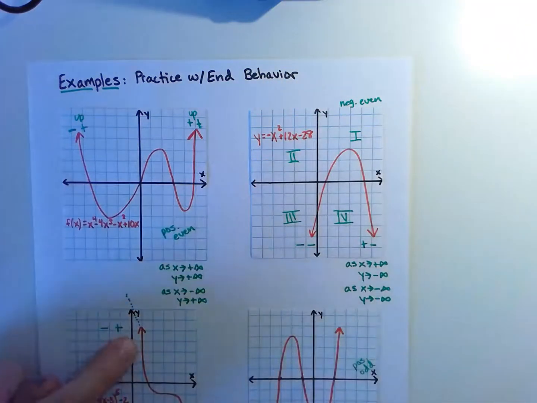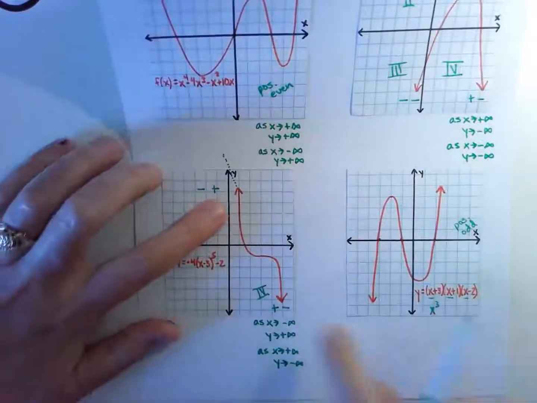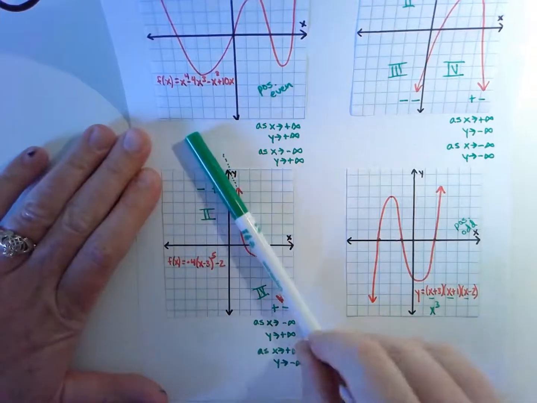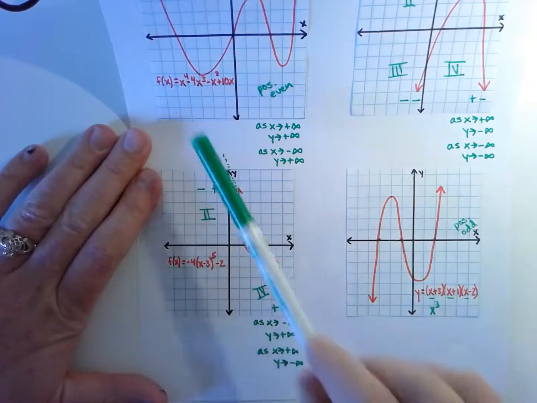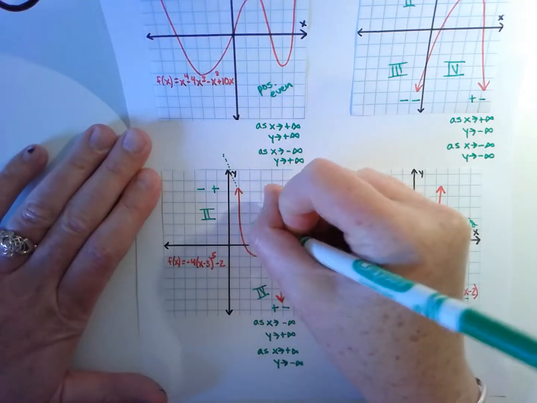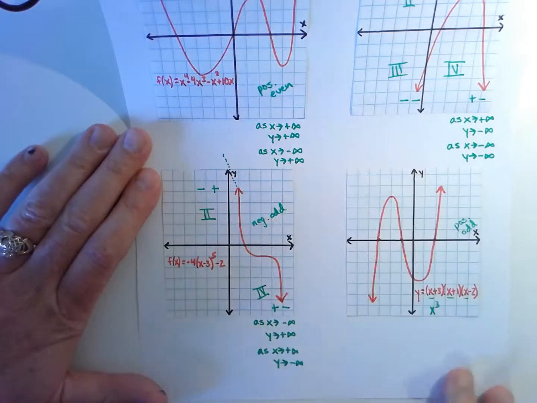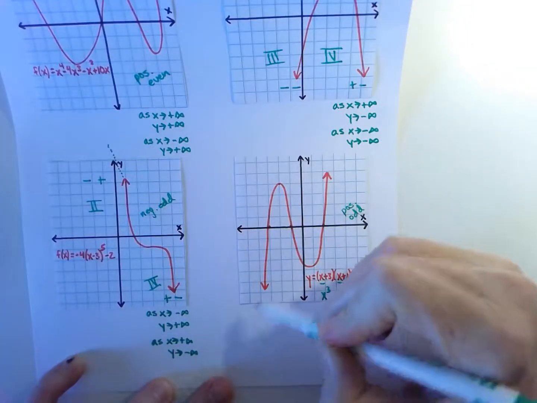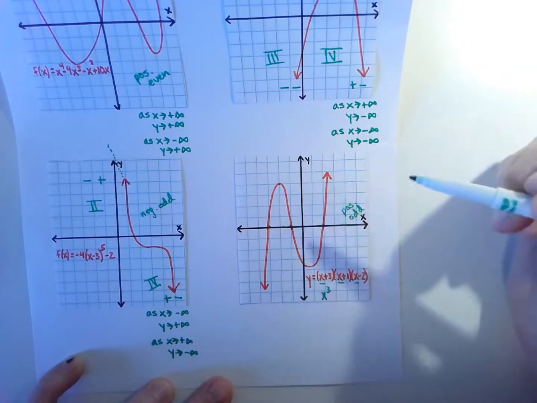And this one, we knew right away would be odd because the ends are doing different things. And then it's negative because the overall direction is going down. So it's a negative odd function. So this last example was positive and odd because overall it's going to go up from left to right.